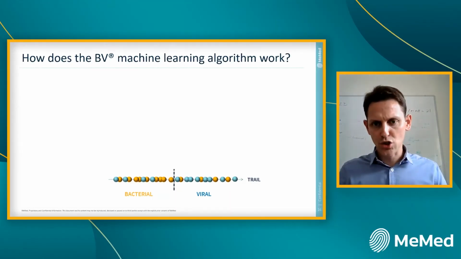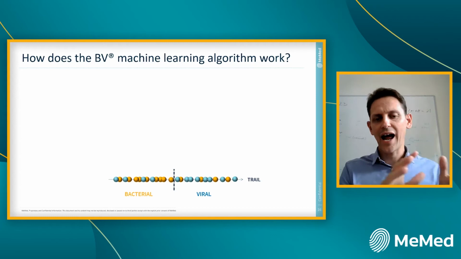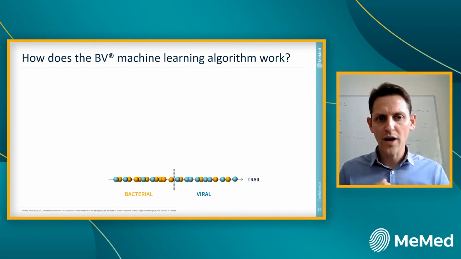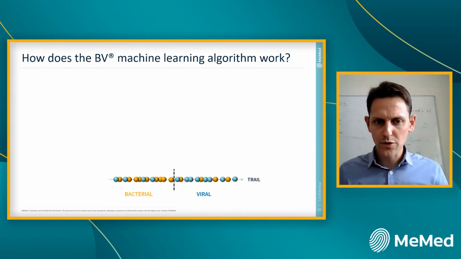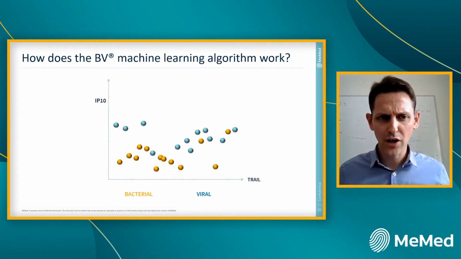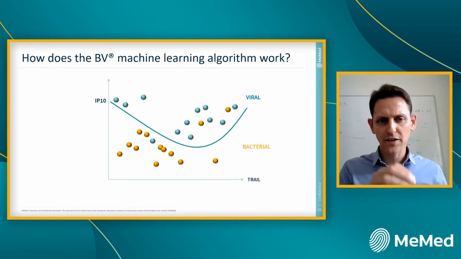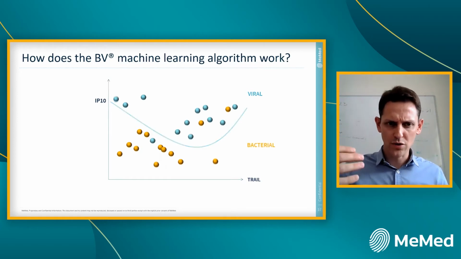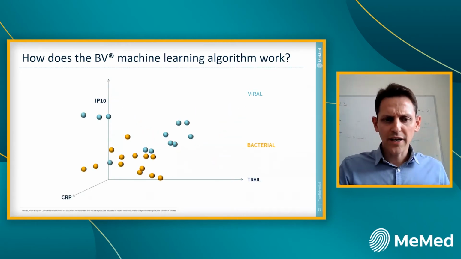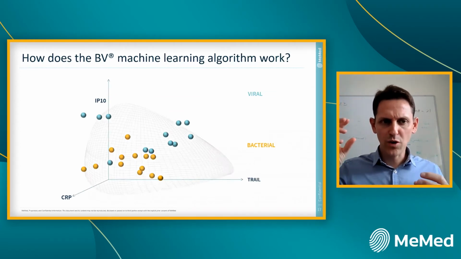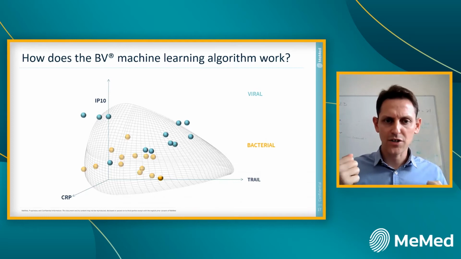Imagine this virtual axis: TRAIL levels, low levels bacteria, high levels viral infections, indicated by the yellow and blue circles. Doesn't matter which cutoff you choose, it's not going to be perfect. But then you add another biomarker to the equation, in this case IP10, you find this nonlinear line that separates between the two, and suddenly performance increases. And then you go to 3 dimensions, and you find this hyperplane or hypersurface that separates the cloud of bacteria from the cloud of viruses. This is what the machine learning algorithm actually does behind the scenes.